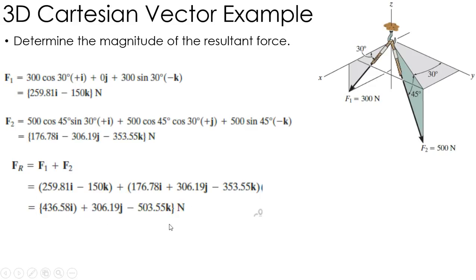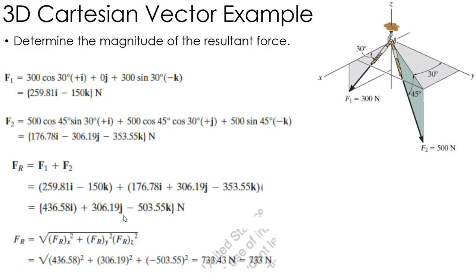Then to find the magnitude of that resultant force, I just use the square root of the sum of the squares. So square root of x component squared, plus y component squared, plus z component squared. There should be a little plus sign in here. It's a little typo here. So plugging that in here, I determined that the magnitude of the resultant force is 733 newtons.